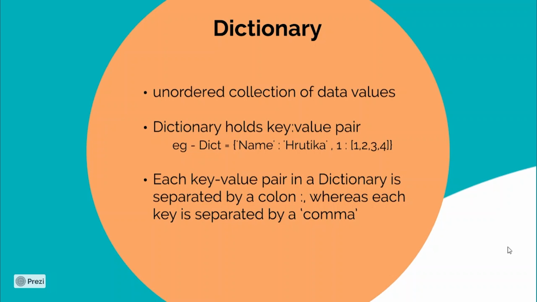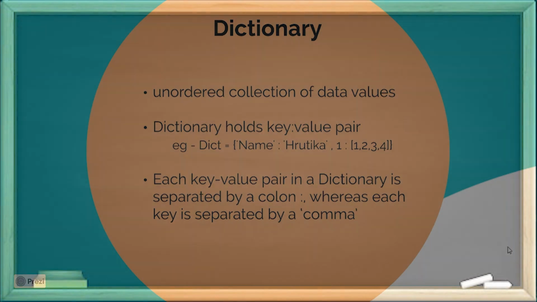In Python, a dictionary can be created by placing a sequence of elements within curly braces, separated by commas. Here you can see an example of a dictionary in curly braces. We have name, colon, Hrutika, comma, 1, colon, and a list of 1, 2, 3, 4.